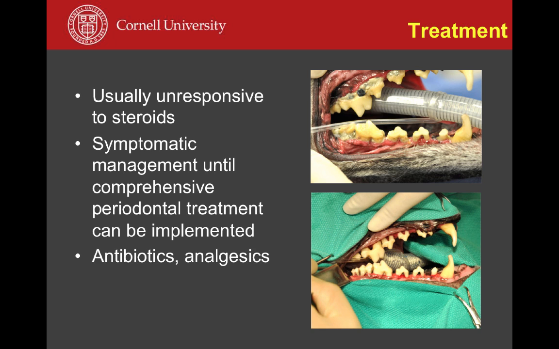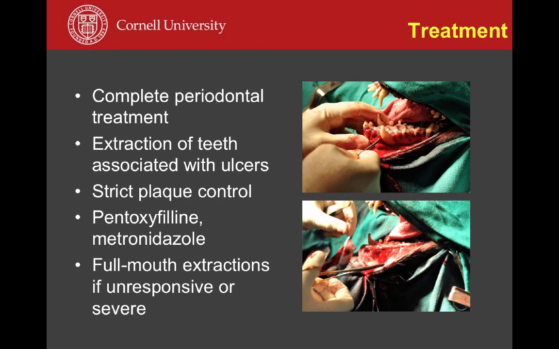Antibiotics and analgesics will probably have more of a symptomatic effect than anything else. So the treatment will include complete periodontal documentation and intervention, extraction of teeth associated with the ulcerations. Strict plaque control will be fundamental. These dogs are more likely to tolerate home care than cats.